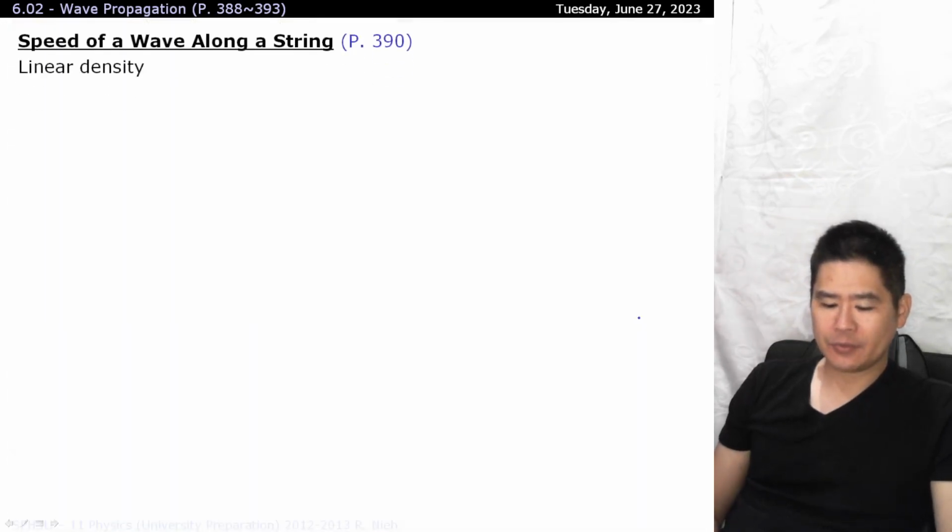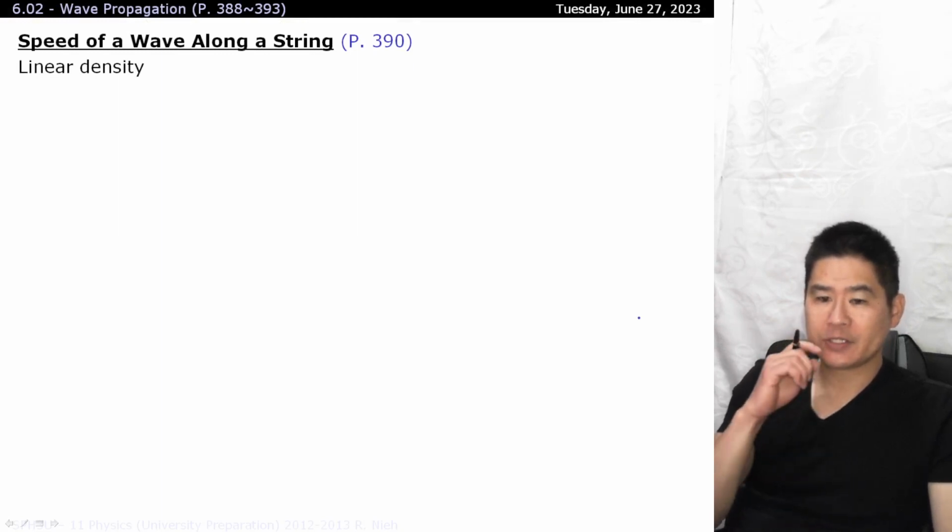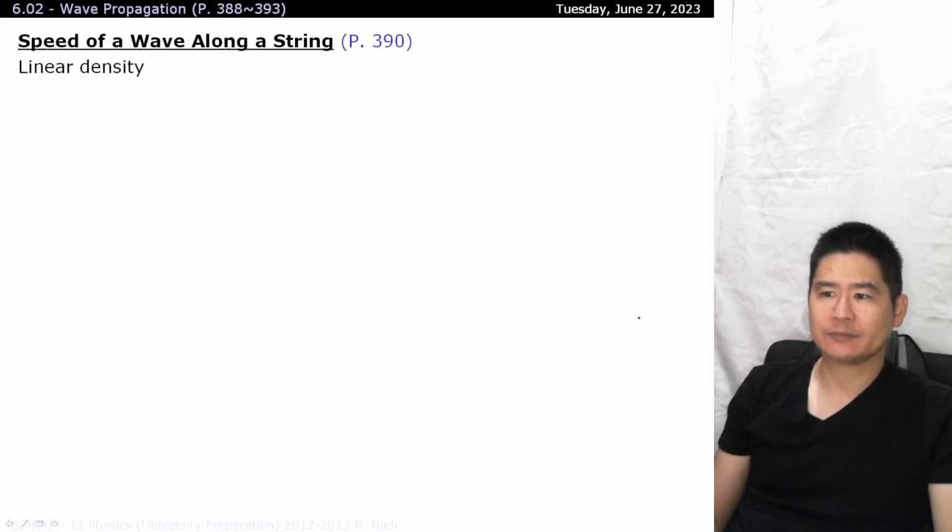Okay, so let's go through the equation used to predict the corresponding speed of the wave as it goes through a string. All right. First thing we need to know is the linear density, and that's pretty much how much mass there is per unit length. Right. That's why it's listed as this.